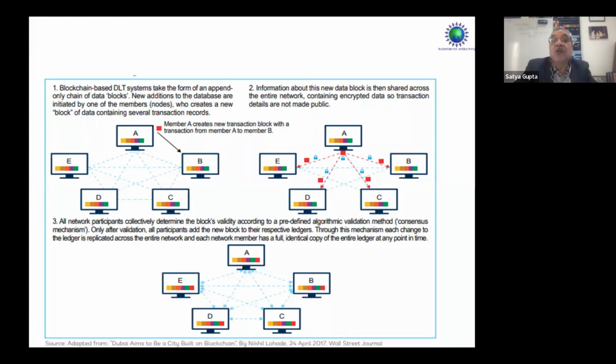Information about the new data block is then shared across the entire network, containing encrypted data, so transaction details are not made public. They are made public in the sense of the transaction or block itself, but its details are not made public unless it is a public blockchain. You will see there are different types of blockchain. So this is how the total chain happens.